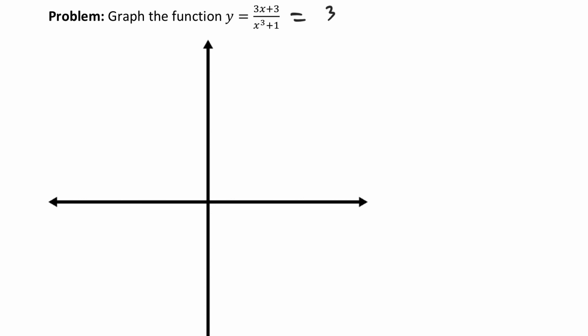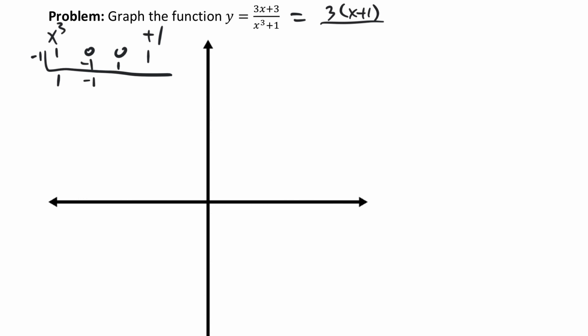All right, so this will factor as 3 times x plus 1. And in the bottom, we're going to need to use a little synthetic division. So let's do that over here. We have x cubed plus 0x squared plus 0x, and then plus 1. So when we do the synthetic, 1, 0, 0, 1, we try negative 1. So 1, negative 1, 1, negative 1, 0. So this will factor as x plus 1 times x squared minus x plus 1.